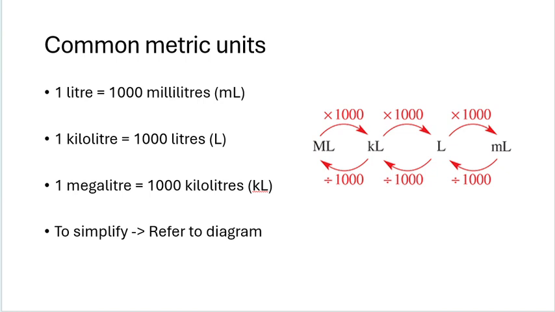Now, the main units that you will deal with, what you need to do is just copy this flowchart, okay? This will pretty much guide you through everything. But just to clarify, 1 liter is equal to 1000 milliliters. 1 kiloliter is equal to 1000 liters. And 1 megaliter is equal to 1000 kiloliters.